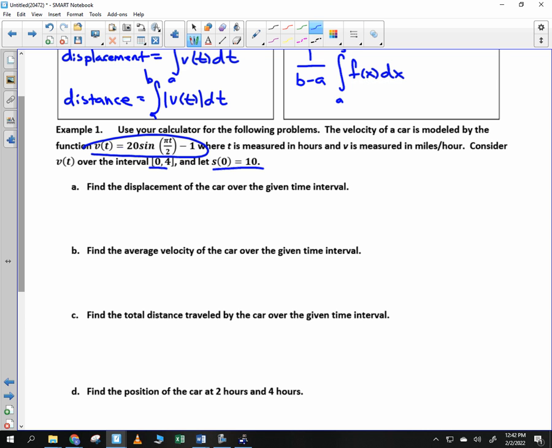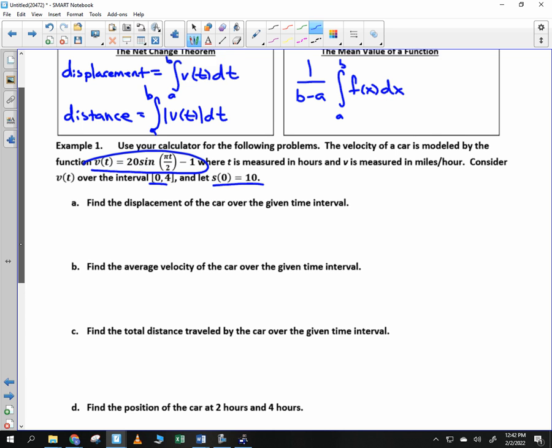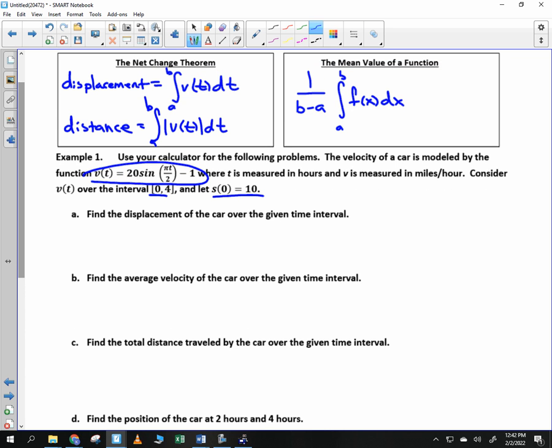Find the displacement of the car over the given time interval. Have we learned what displacement is so far? Yes. It's this guy, right? So I'm going to write the integral from what to what? 0 to 4. I don't have to write out the entire function. The function is defined as v, so I could just write v of t dt.